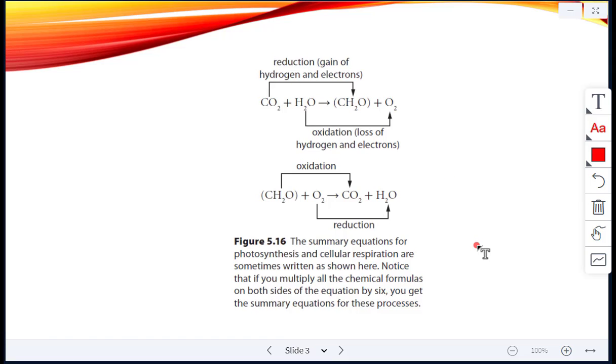So the summary equations for photosynthesis and cellular respiration are sometimes written like this, just to show what's happening with the carbon dioxide. But notice that if you do multiply all the chemical formulas by 6, then you would get the summary equation for the processes.